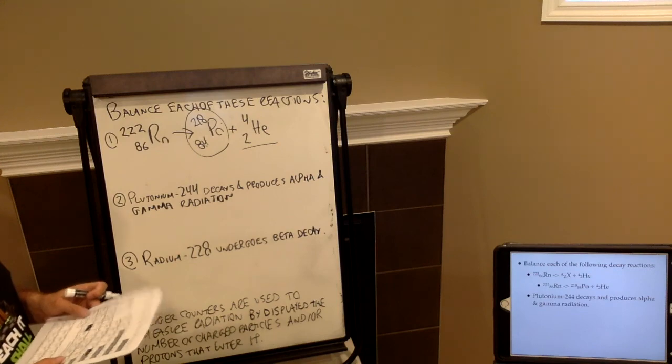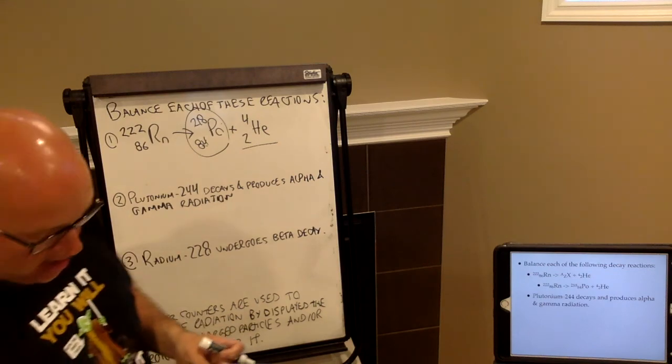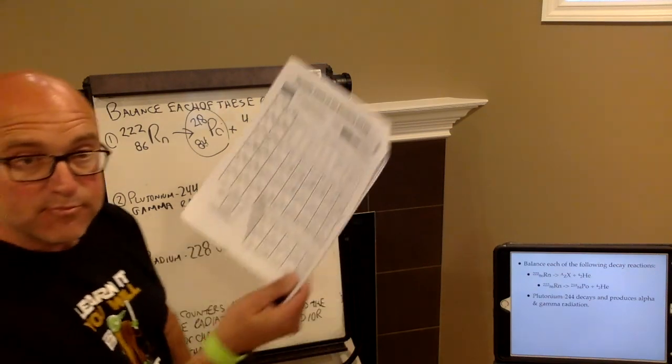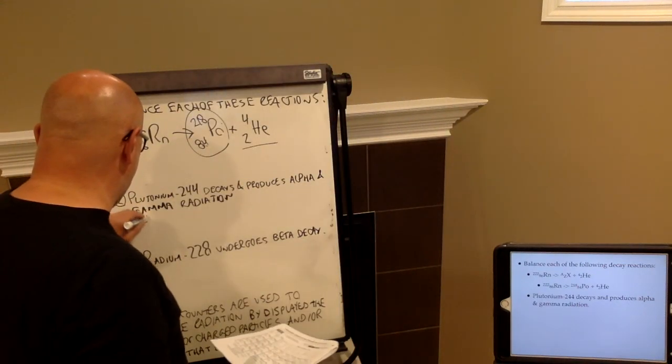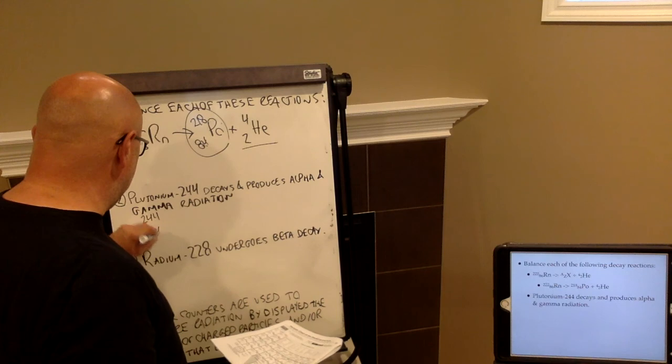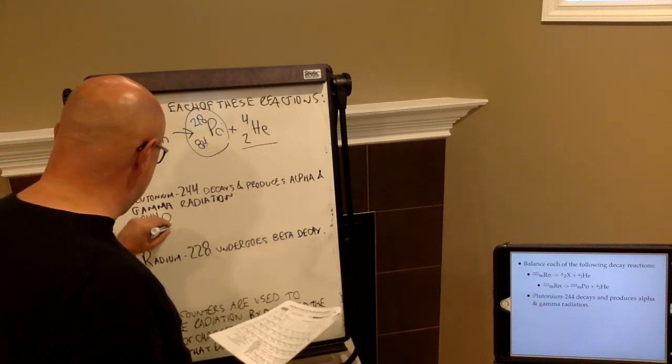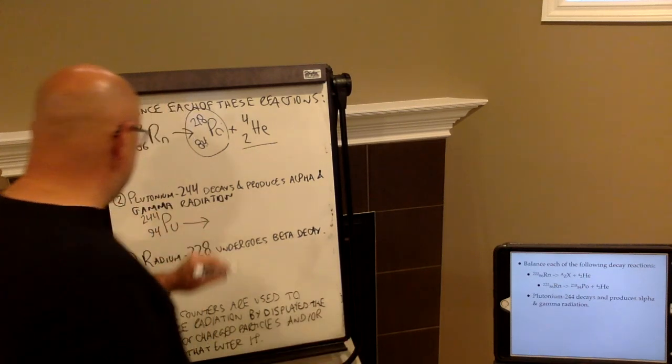So the first thing I have to do is find plutonium on my periodic table. You can tell I haven't planned this ahead of time. There it is, plutonium. It's 94. So I know plutonium-244 is going to have a number underneath of 94 based on the periodic table. I got Pu, there it is.